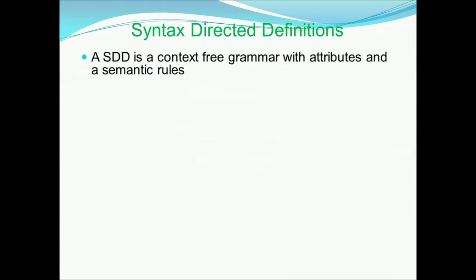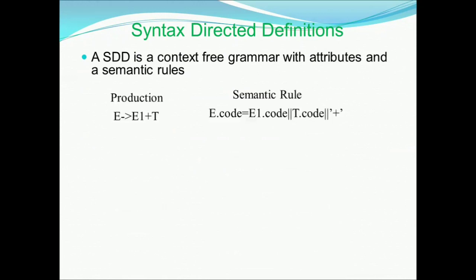Coming to the syntax-directed definition, what do you mean by syntax-directed definition? The definition says that a syntax-directed definition is a context-free grammar with attributes and semantic rules. It means, consider this particular production: E tends to E1 plus T. Now you know that we write the rule or the production in case of the context-free grammar. The difference between the context-free grammar and the syntax-directed definition is that every rule in this context-free grammar has a semantic rule, and each and every symbol is associated with an attribute value.